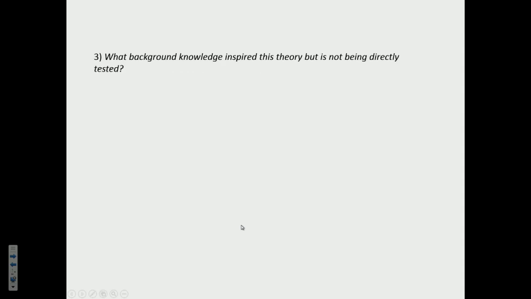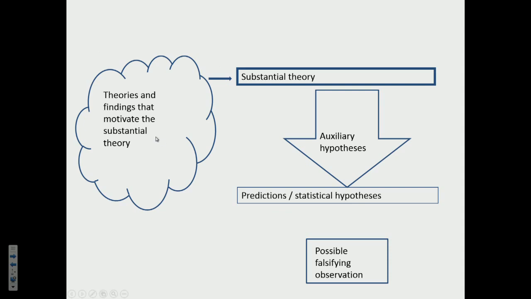Right, so the next question is, what background knowledge inspired this theory that is not being directly tested? So we have the substantial theory, and that theory might have been inspired by a number of things, but it's not actually being put up for test. So not all theories and findings mentioned by the authors are actually being tested, but they're relevant for why they postulated this substantial theory in the first place. So just now have a little go with your partner saying what you thought about the answer to that question.